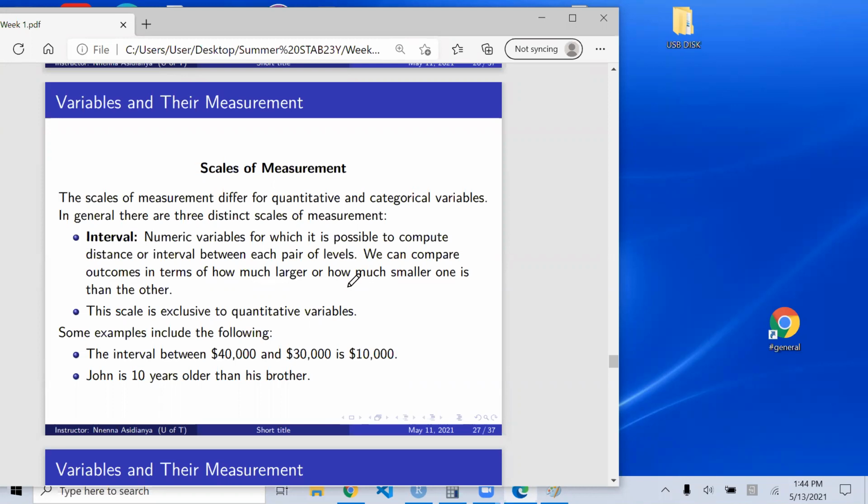So some more examples could be like the difference between making $40,000 and $300,000 is $260,000. You cannot talk about this in terms of categorical variables because you don't have this intervals thing. Or for instance, saying that John is 10 years older than his brother is another way of talking about something that is actually quantitative, because years is quantitative and continuous. You could talk about this difference, right?